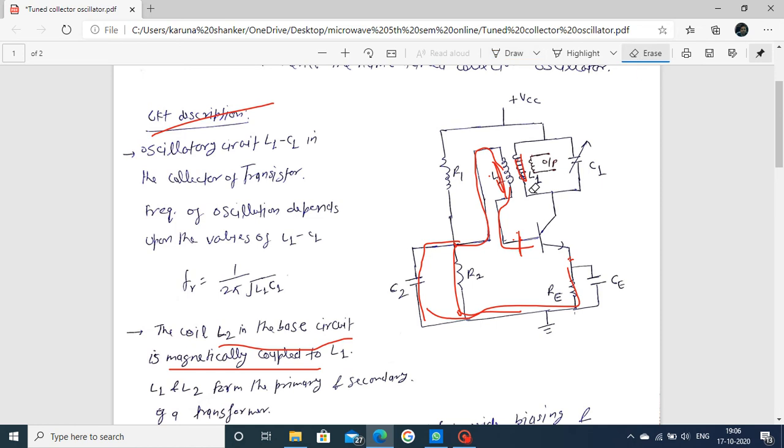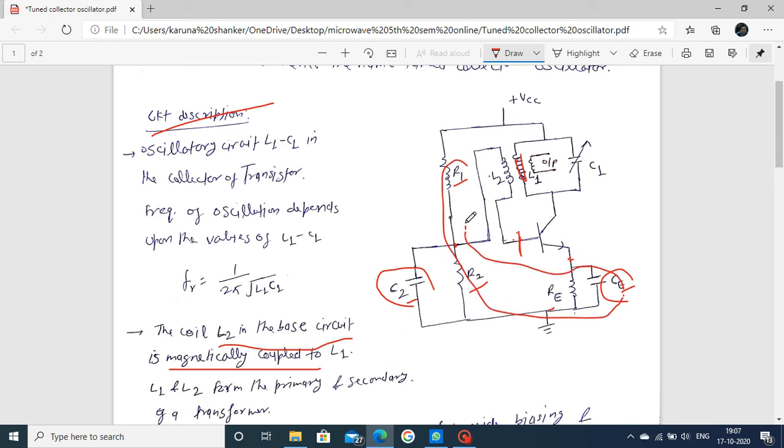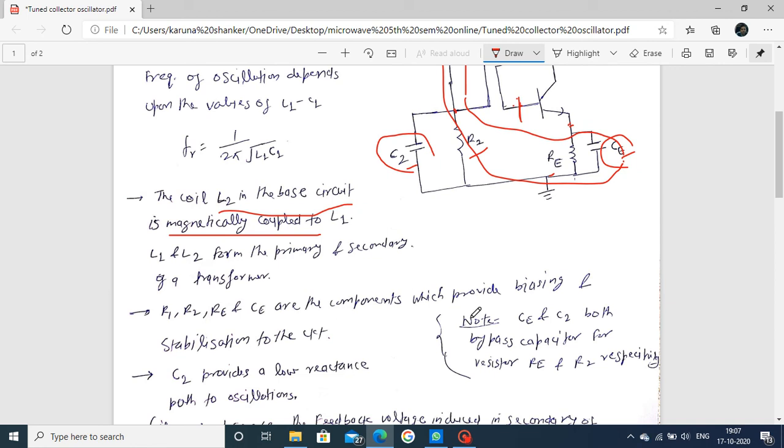Next, the resistors are R1, R2 and RE. These are used for proper biasing. There is also the emitter bypass capacitor CE, and C2 is also a bypass capacitor. CE and C2 are both bypass capacitors. R1, R2 and RE are used for biasing, and CE is used for stability. Overall, these four components provide biasing and stabilization of the circuit.